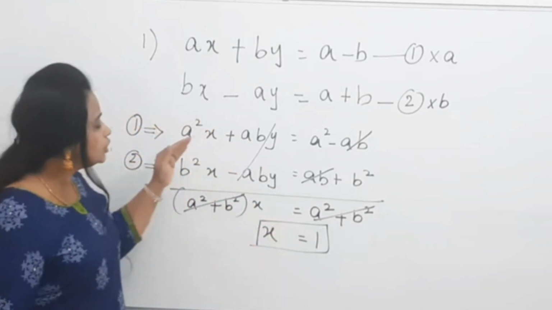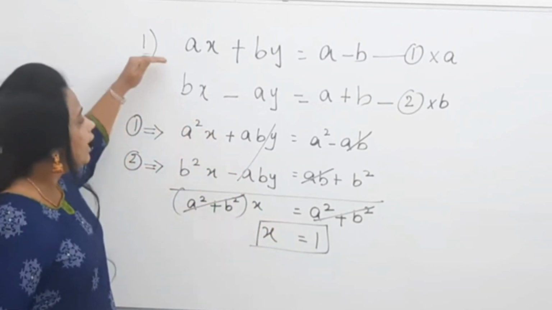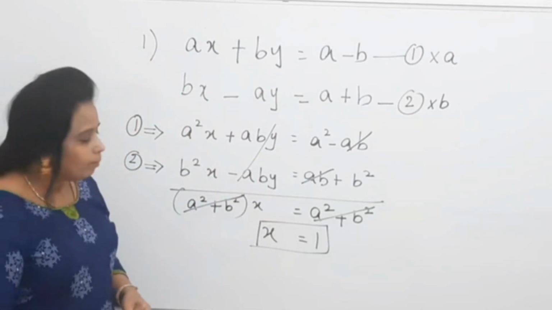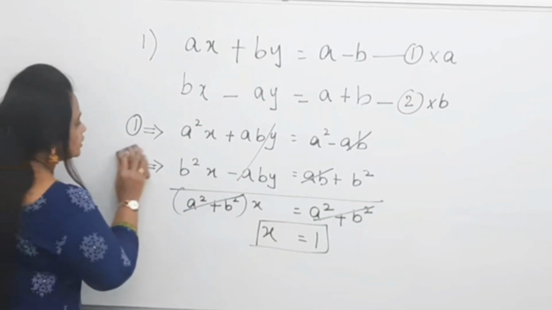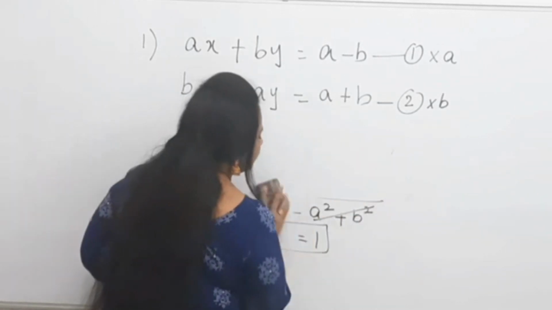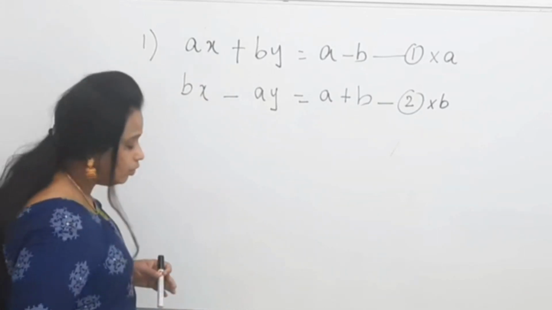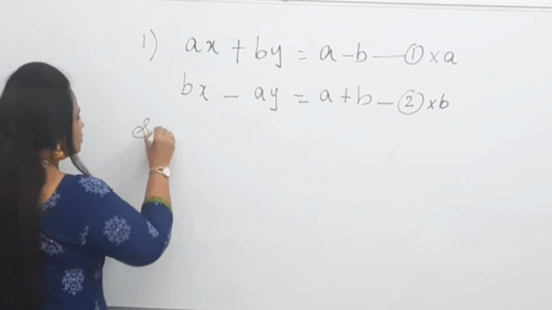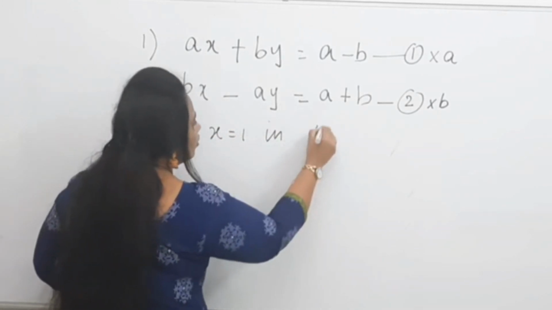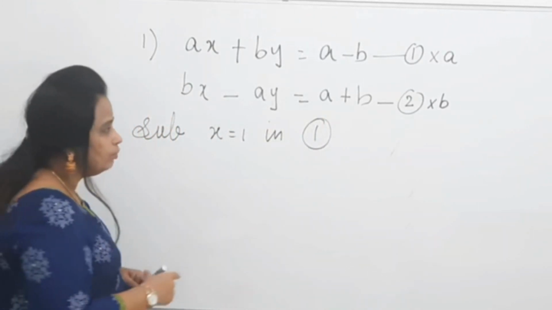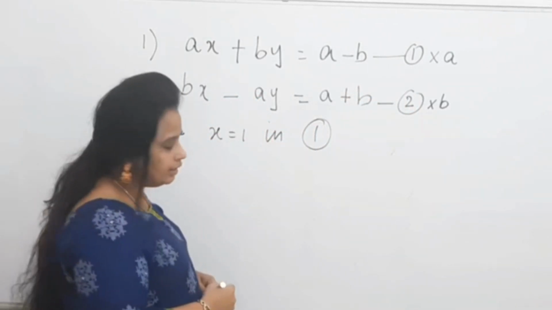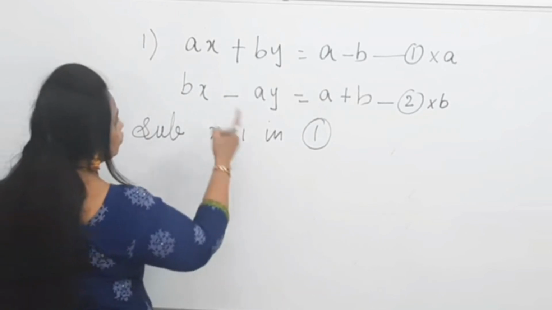Now I'll substitute my x is equal to 1 in any one of the equations given. So my first equation I will substitute. Substitute x is equal to 1 in the first equation. Children, you must be knowing that equations will be written in the circle. So I get my equation 1.